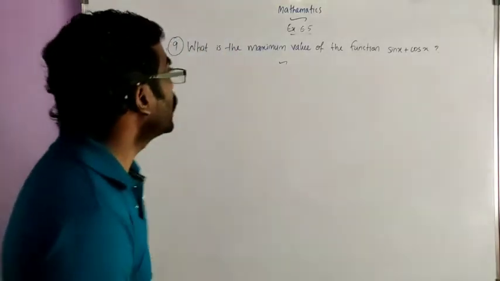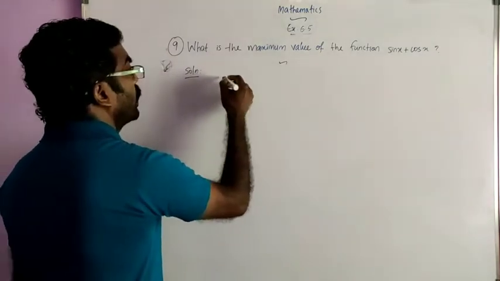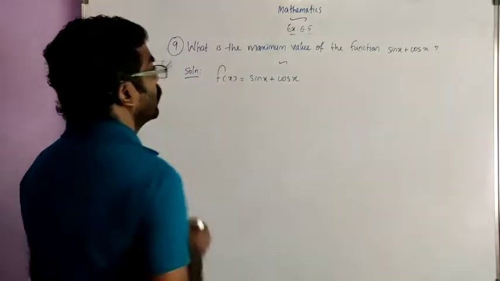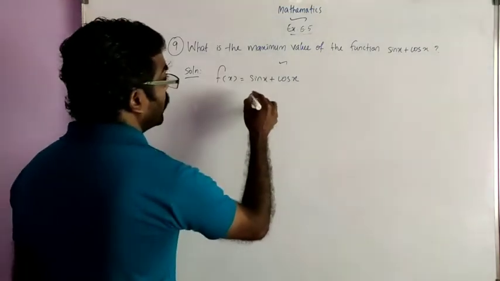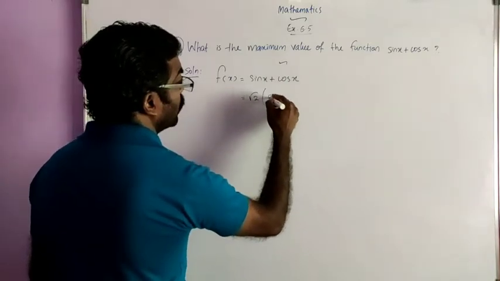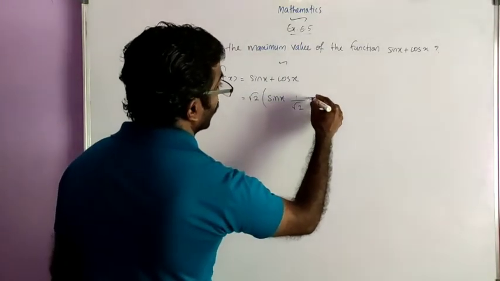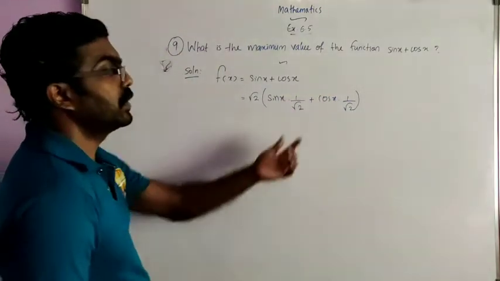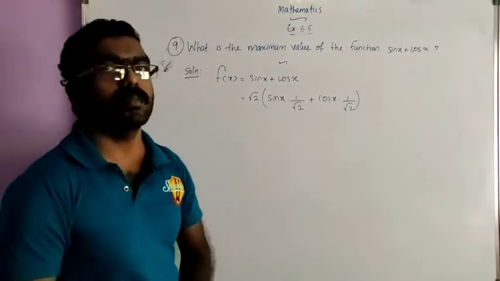The next question is, what is the maximum value of the function sin x plus cos x? We have to find the maximum value of the function sin x plus cos x. So we can take f of x as sin x plus cos x. Now I am going to multiply and divide by root 2. Okay. So root 2 into sin x into 1 by root 2, then plus cos x into 1 by root 2. Okay, if you take 1 by root 2 outside, that root 2 and root 2 will cancel and we get the first step, sin x plus cos x.